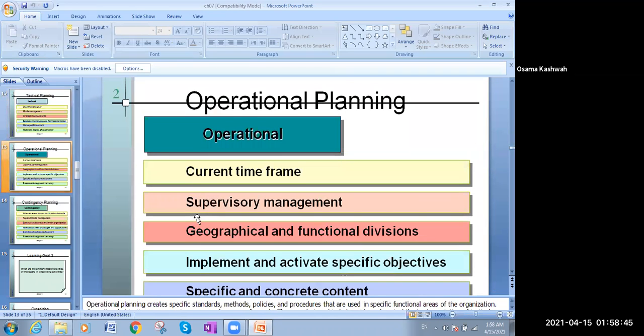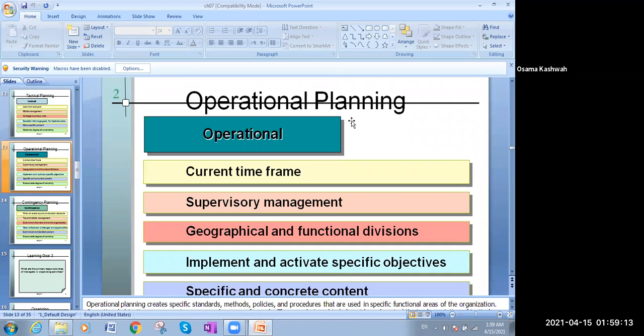Okay. What about the operational planning? So we talked about the strategic planning and the tactical planning. Now we will talk about the operational planning. Okay. I will just give you an example about the difference between them. So if you say that you buy a new car to work as an Uber driver on it to increase your income, it is a strategic decision.